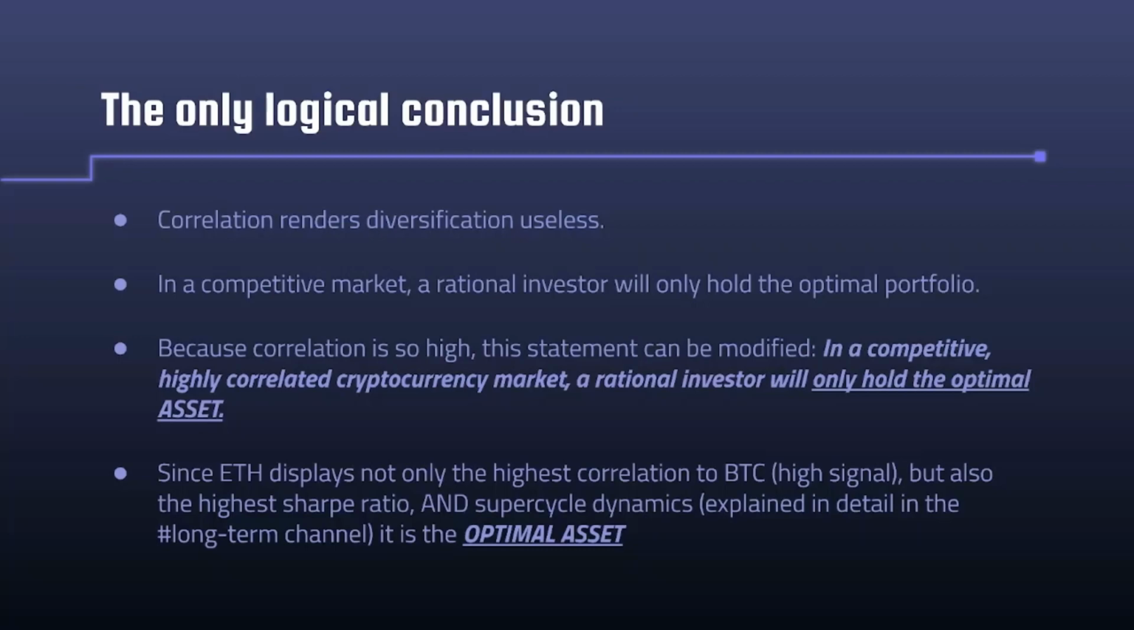Since Ethereum displays not only the highest correlation to Bitcoin, which gives us a high signal for our fundamental analysis, but also the highest Sharpe ratio and includes supercycle dynamics, which I've explained in detail in the long-term channel, it is the optimal asset. Now I can see people in the chat already losing their minds.